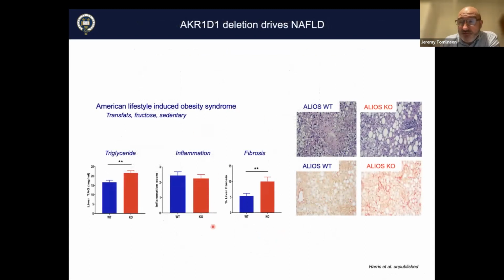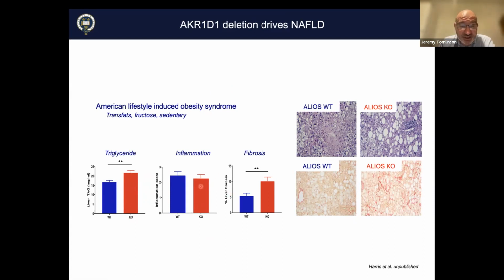With this model, though, what we also did was try to stress this animal by putting it on a diet that really predisposes and tries to drive fatty liver disease. That's something called the ALIOS diet, the American Lifestyle-Induced Obesity Syndrome diet, that has trans fats, it's sedentary, it has fructose. And if you give it to an animal, it will develop fatty liver disease. It will develop fibrosis and scarring and inflammation, and will develop liver cancers, in contrast to the more traditional high-fat diets. And when you put the AKR1D1 knockout mice on that diet, hepatic triglyceride increases.